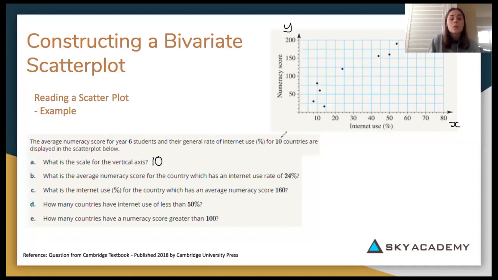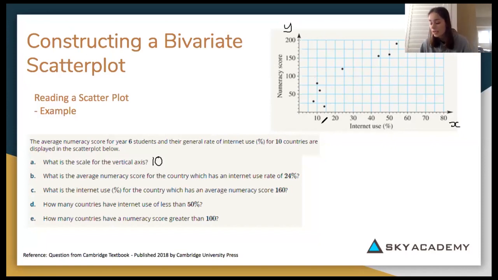Question B, what is the average numeracy score for the country which has an internet use rate of 24%? So once again, you'd go across and you'd have a look. Well, 20 is here, but we need to have a look at what our scale is. So if we have a look from 10, we have 1, 2, 3, 4, 5. So we also have a value of 5.